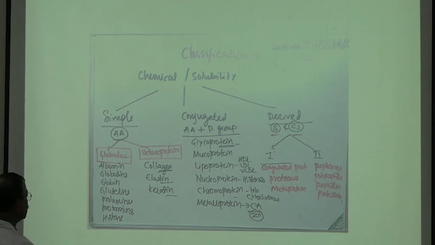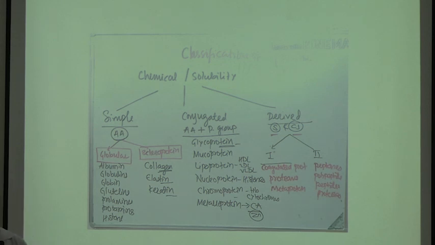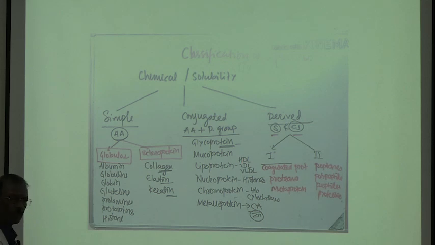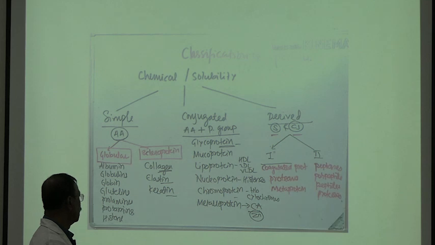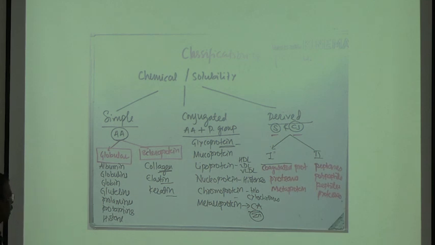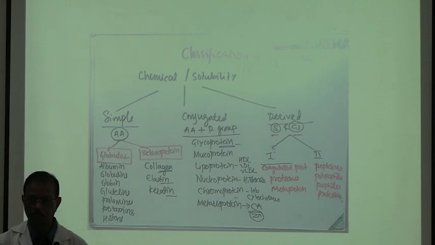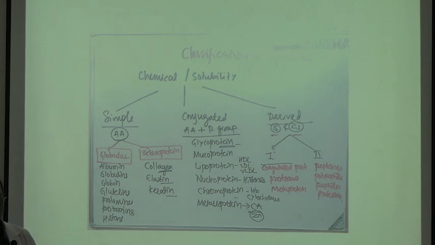When there is a lipid component with the protein, then it is lipoprotein. Example, HDL, high density lipoprotein, LDL, low density lipoprotein, VLDL, very low density lipoprotein. To have LDL high in the body is dangerous because it produces atherosclerosis.